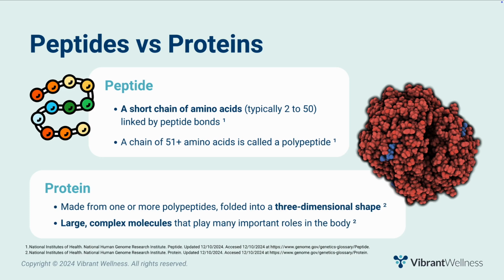Peptides are short chains of amino acids, typically 2 to 50 of them, linked by peptide bonds. Note, a chain of 51 or more amino acids is called a polypeptide. In contrast, proteins are made from one or more polypeptides folded into three-dimensional shapes. These large, complex molecules play important roles in the body, from red blood cells to enzymes to muscle cells.